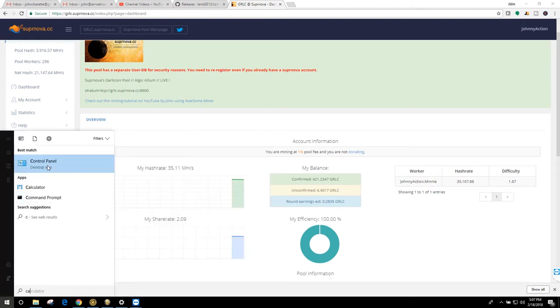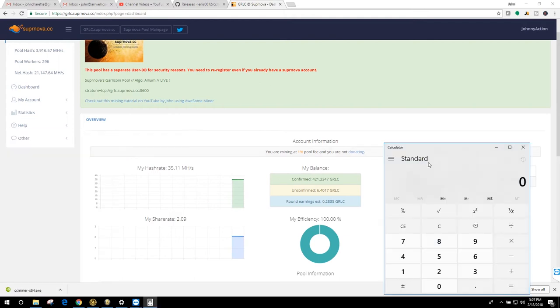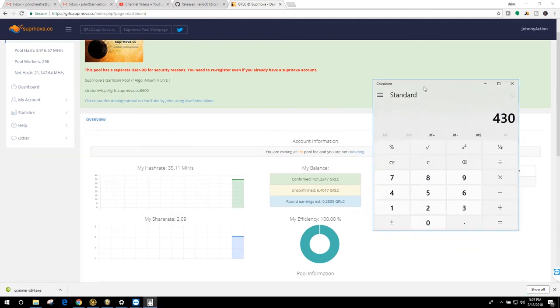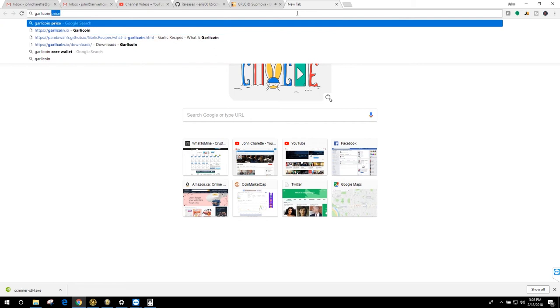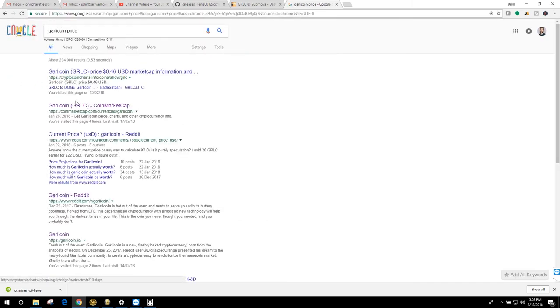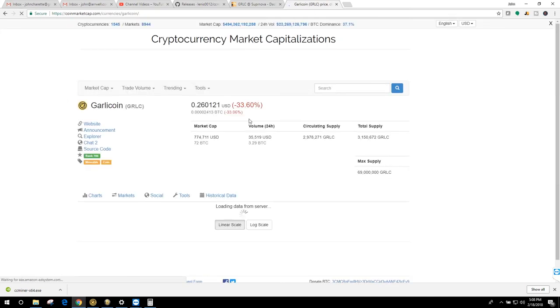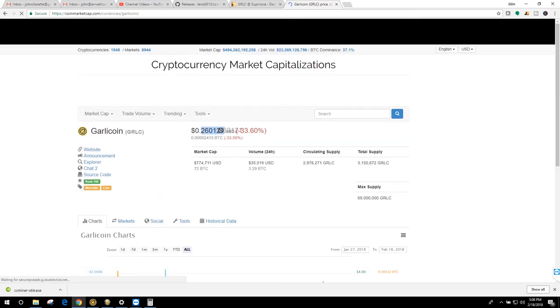Let's do some quick math. 430 coins, divided by two, so 215 a day. Now it was sitting at Garlicoin price, it was sitting at like 50 cents a coin. Now it's half that, which is not cool.